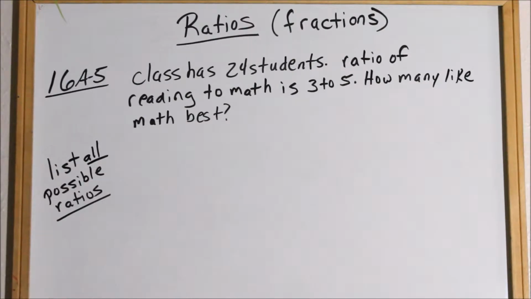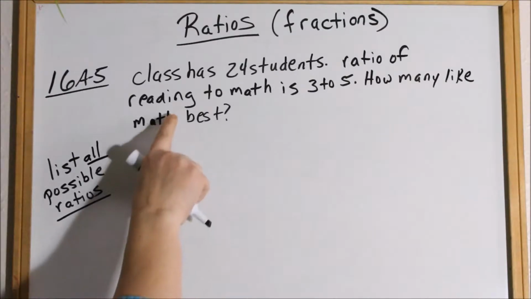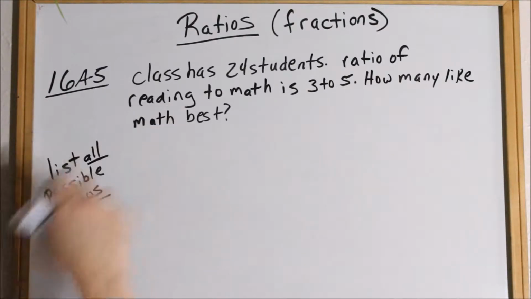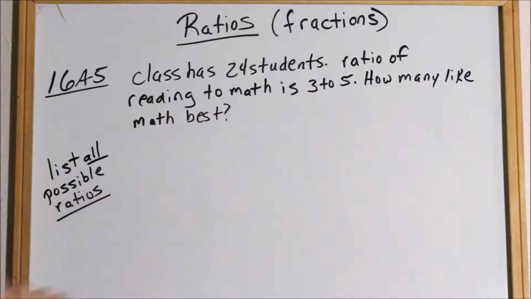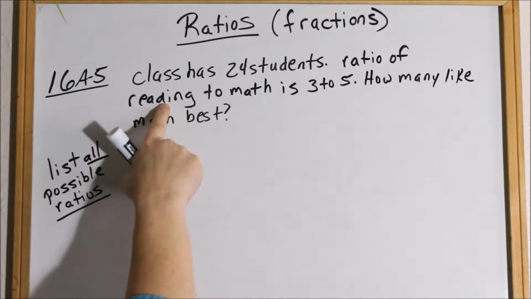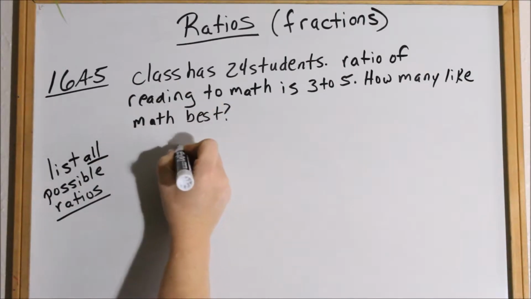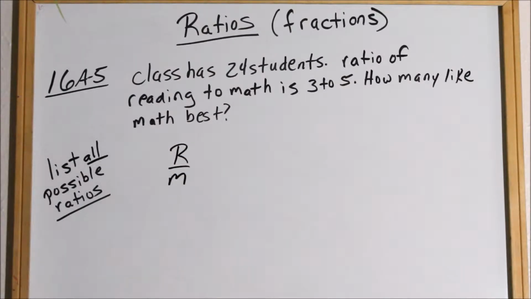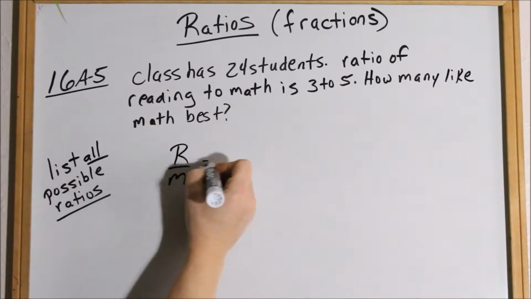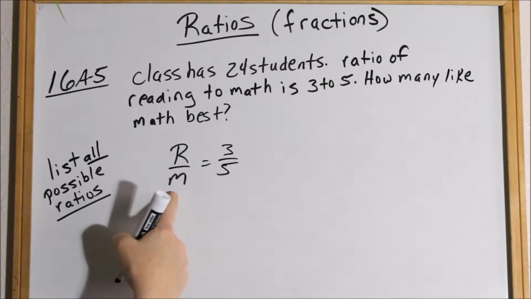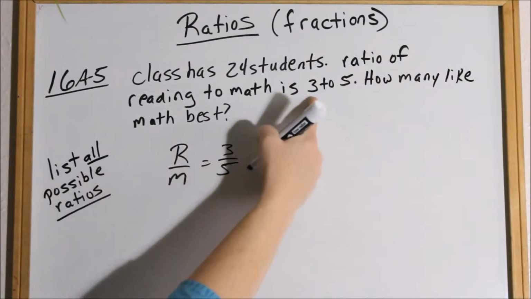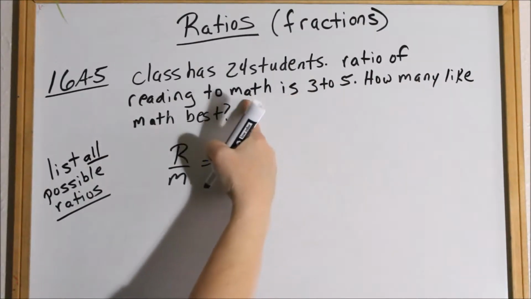So one of the things that you need to do on all of these problems is look at what is given and what the question is asking. Okay? So in our problem, it says that students who like reading the best to math the best is 3 to 5. So we can make a ratio of that. I usually put my first word in the numerator, so reading to math is 3 to 5. The 3 goes with the first word, reading, and 5 goes with the second word, math.